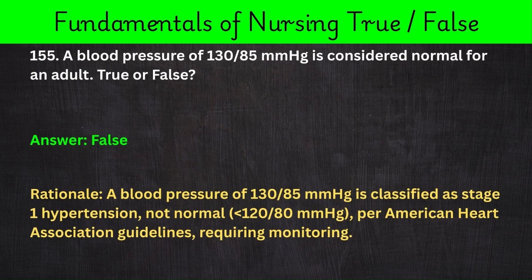155. A blood pressure of 130/85 mmHg is considered normal for an adult. True or false? Answer: False. Rationale: A blood pressure reading of 130/85 mmHg is classified as stage 1 hypertension, not normal. According to the American Heart Association guidelines, normal blood pressure is defined as less than 120/80 mmHg. A reading of 130/85 mmHg requires monitoring and appropriate management.